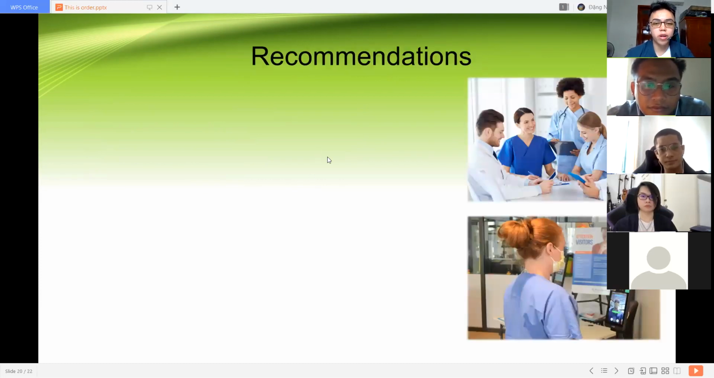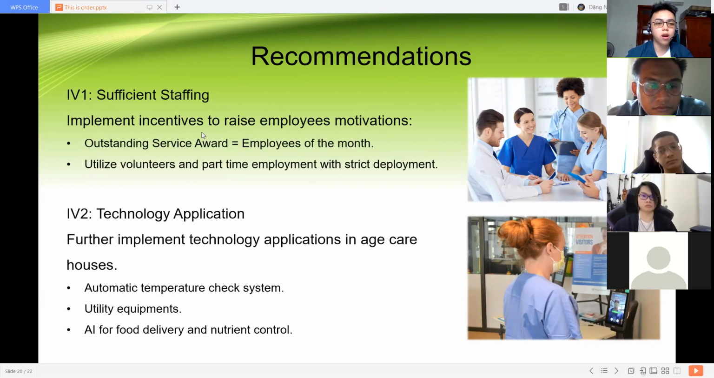We have made 4 big recommendations for Pro Aged Care in order to improve their quality of care. The 4 recommendations correspond to the 4 IVs that we have made. For the first IV, which is sufficient staffing, our recommendation for Pro Aged Care is to implement incentives to raise employees' motivation. For example, they can award employees with rewards like employee of the month, so that they boost employee motivation, especially of hardworking employees. Or they can utilize volunteers and part-time employees. So they're going to have more manpower, and at the same time, they don't spend more and hurt their financial stability.